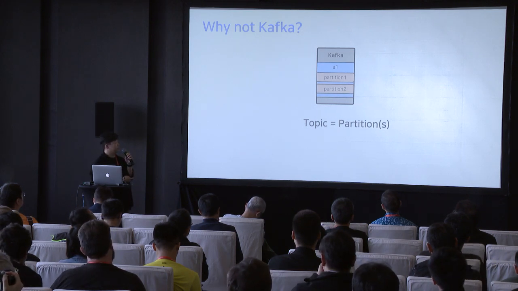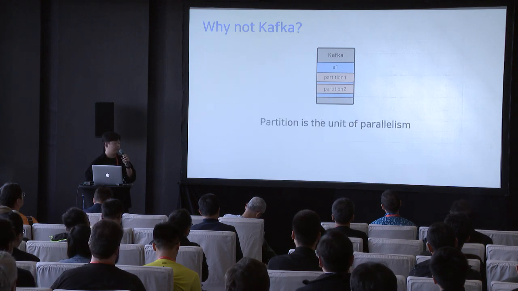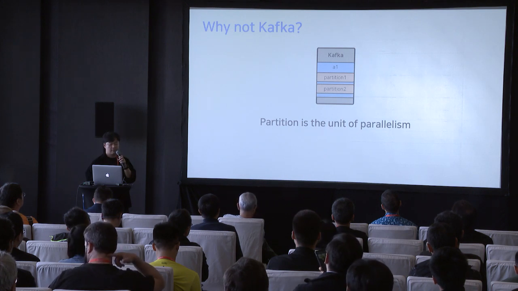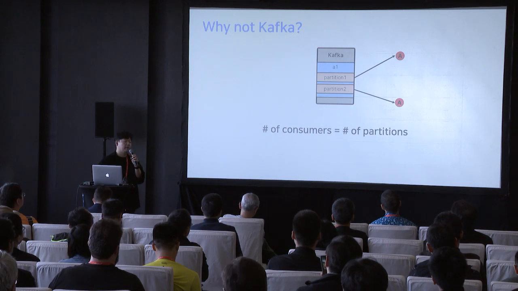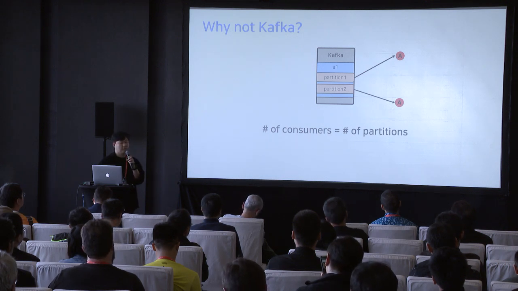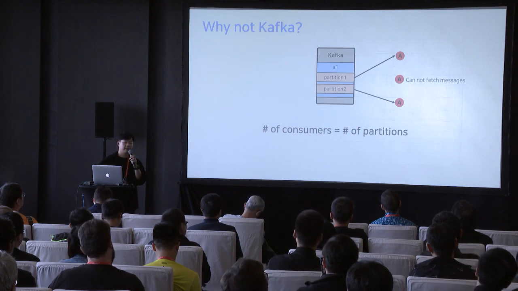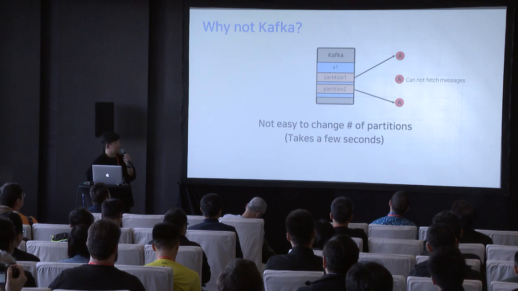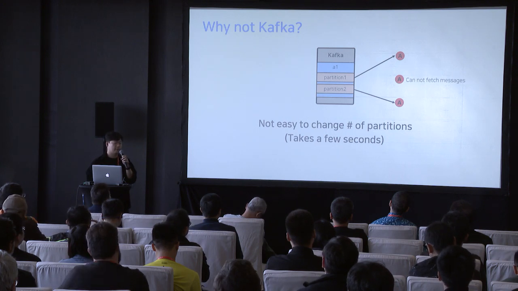In Kafka, a topic is comprised of multiple partitions, and a partition is the unit of parallelism. It means that if we need two consumers, then we should have at least two partitions. If there are more consumers than partitions, the extra consumer cannot fetch any message. And it's not easy to change the number of partitions at runtime. Normally it takes several seconds.